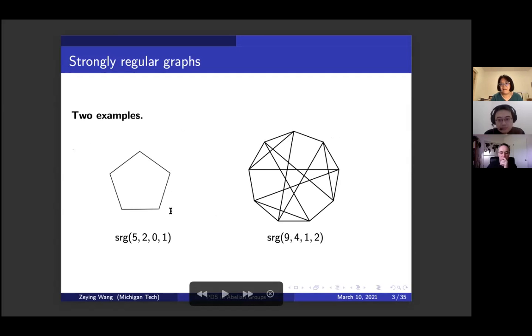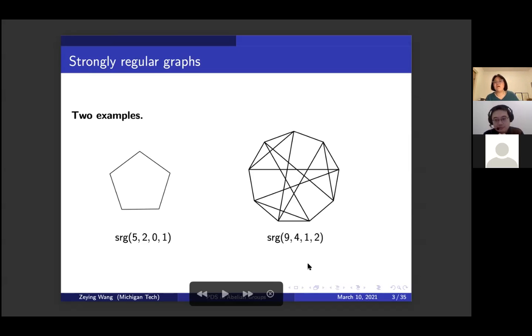So that's the pentagon. And over here, this is a graph with 9 vertices. Each vertex has degree 4. For any two adjacent vertices, they have one common neighbor. Those two vertices are adjacent, and they have one common neighbor. For any two non-adjacent vertices, they have two common neighbors, this one and over here. So that's the two examples I share with you.